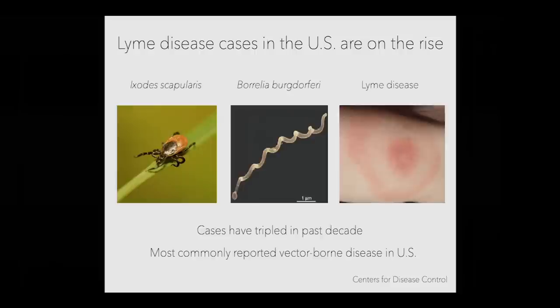And in the United States proper, it's the most commonly reported vector-borne disease, meaning that it's the most commonly reported thing that gets transmitted through some sort of an arthropod. And so, of course, malaria is a huge problem globally, but within the United States, this is very problematic.